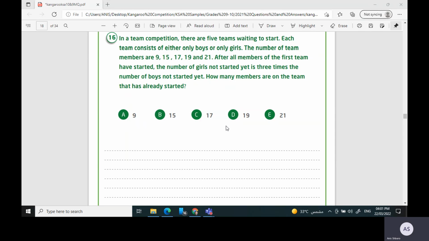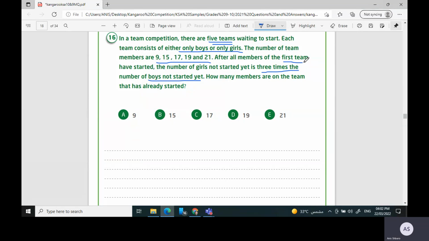So, we have five teams, and each team consists of either only boys or only girls. So there is no team consisting of boys and girls. It's only boys or only girls. And the number of members is 9, 15, 17, 19, and 21 in all teams. So the first team started playing. The number of girls not started yet is 3 times the number of boys not started yet.